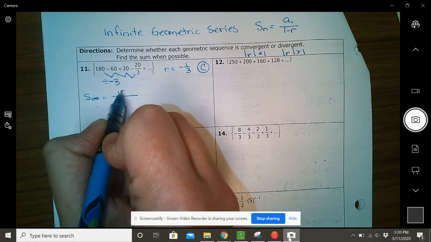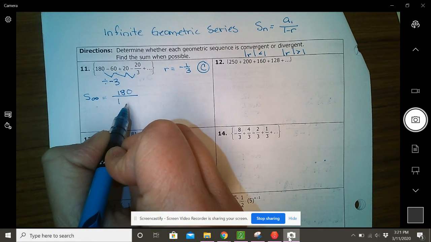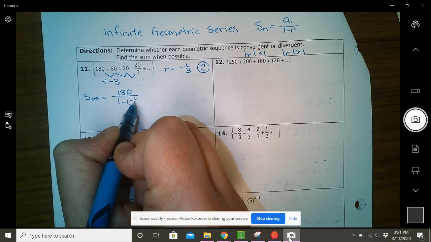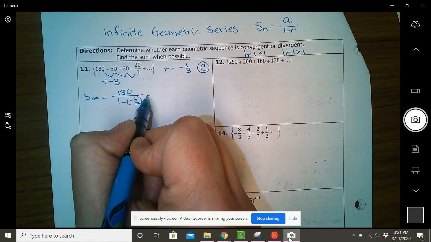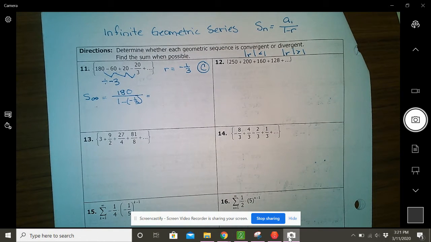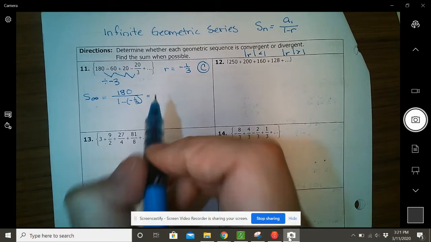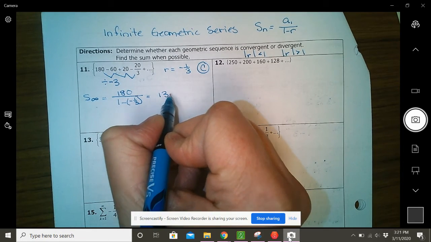The first term is 180, and we found an r value of negative 1/3. Okay, just be careful of how you input that over into Desmos. You should get a final sum of 135.